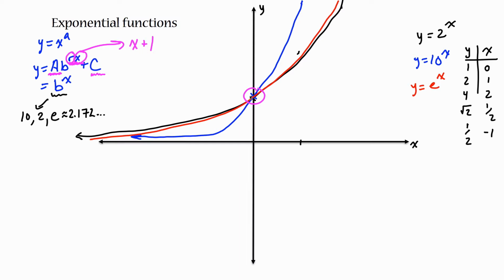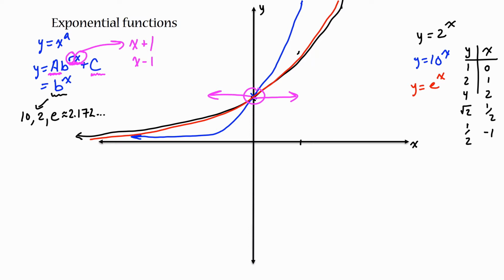If I add something to x, that'll shift the function over to the left, just like I did with our power functions. And if I make it x minus 1, that's going to shift me over to the right by 1. And the last important thing about manipulating exponential functions is to remember what happens when the exponent becomes negative.